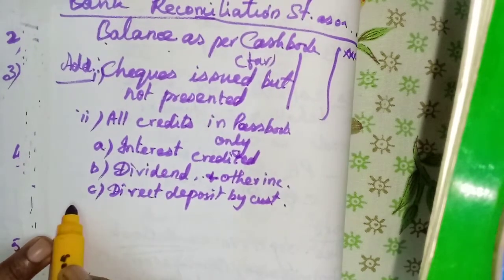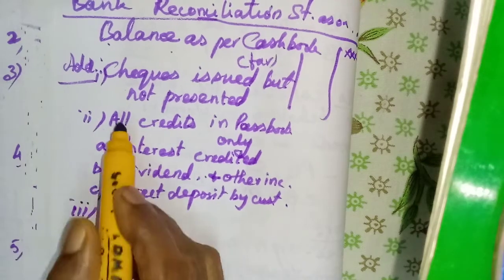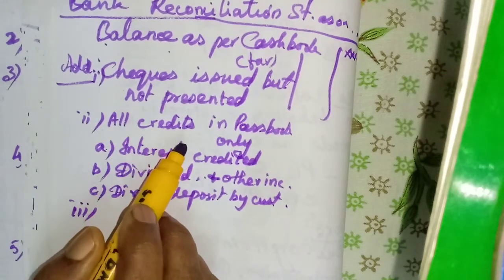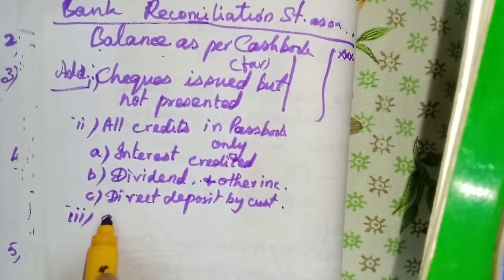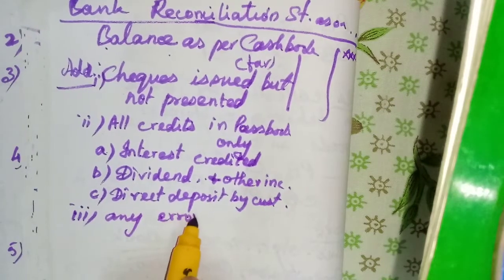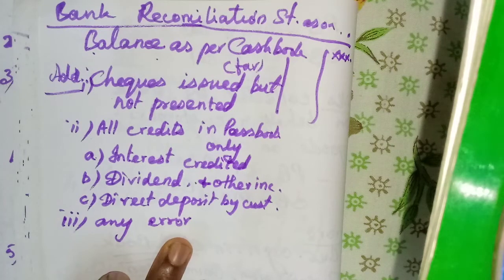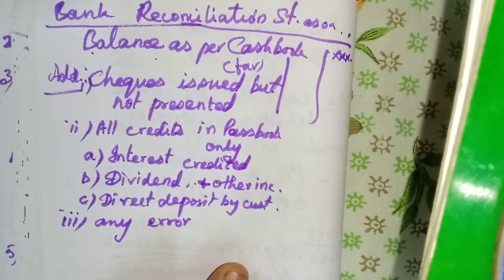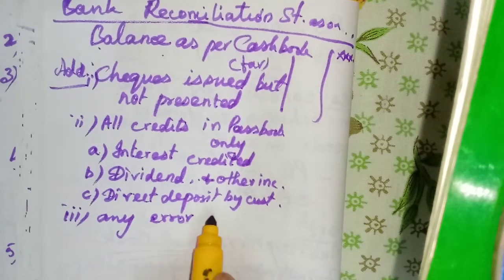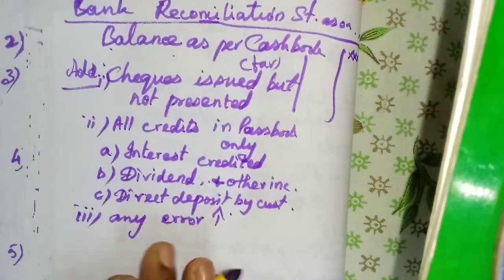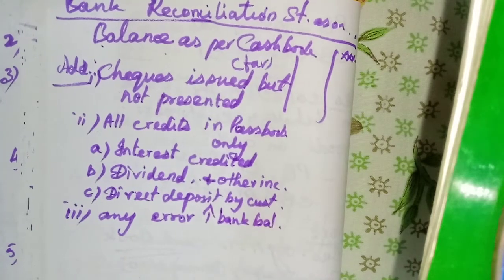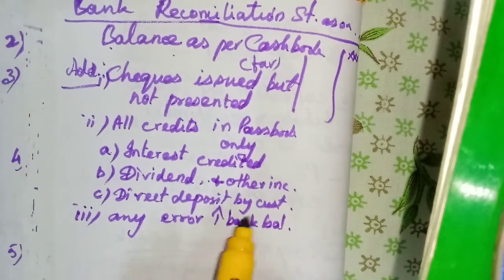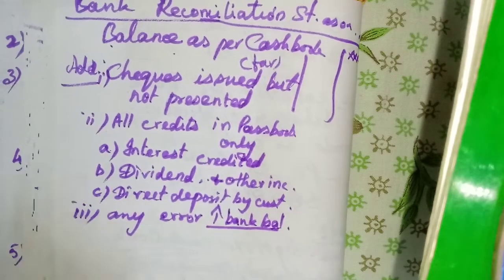Okay, then the third one comes from the time differences. Then the error. Any error we have to check here, either in the cash book or in the bank passbook, that increases the balance as per the bank statement. That will increase the bank balance. Any error that increases the bank balance must be added.